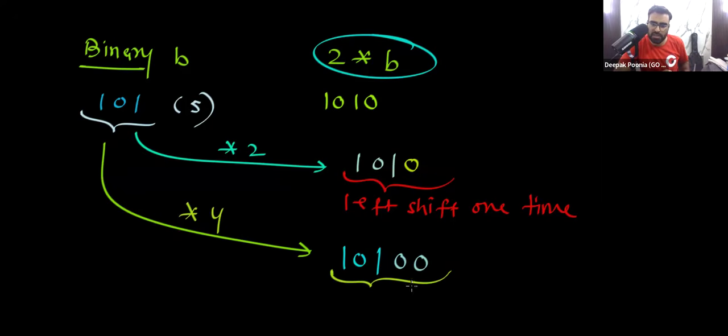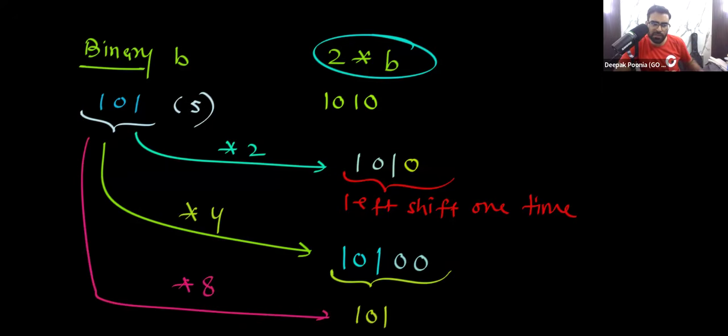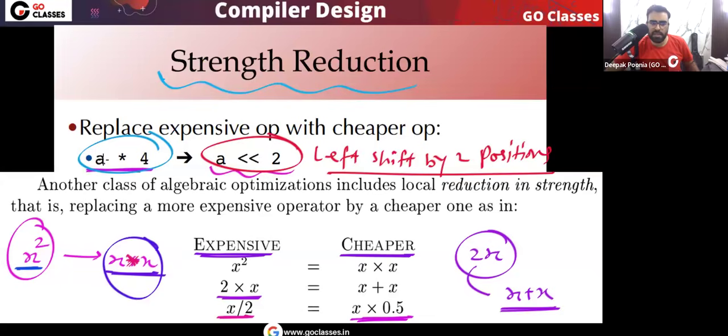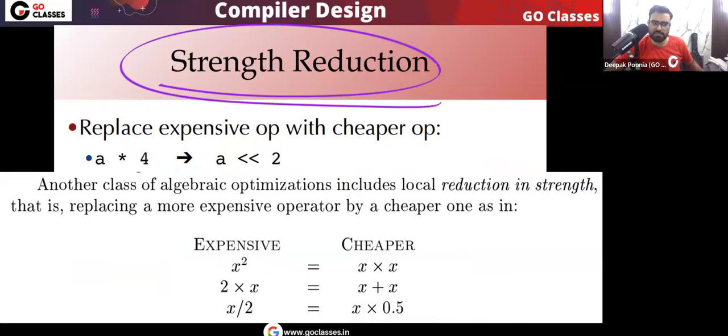Yes or no? Here you can notice this will be multiplication by 4. And you can notice that if I want to multiply by 8, then what I can do, I can left shift 3 positions like this. I hope you understood. So very easy point: when you want to multiply by 4, the compiler can replace this multiplication operation by a left shift operation, because left shift operation is very cheap and multiplication is an expensive operation. So I hope you understood the concept of strength reduction.